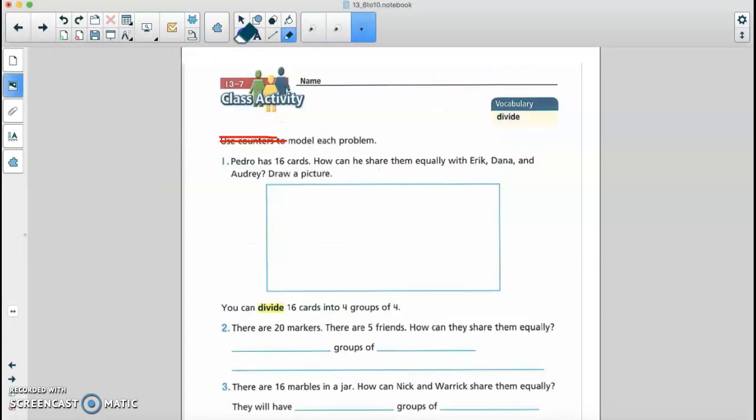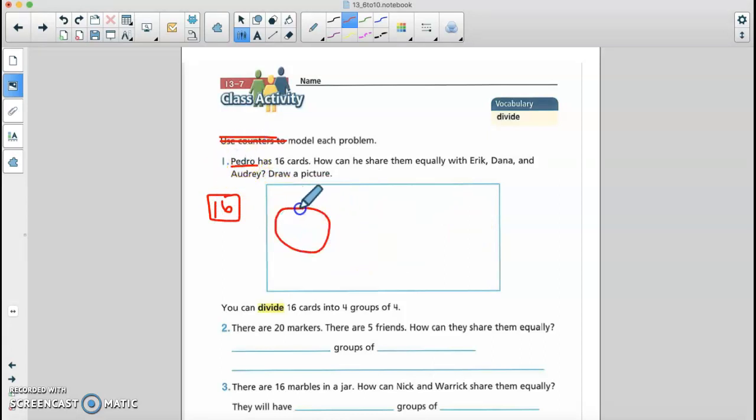Draw a picture. Now this one really tricked me up, because I didn't realize that Pedro actually wants a pile of cards for himself. So it's actually that Pedro has 16 cards. I kind of like to write the total over here and put a little box around it, so I know that's what I have to count to when I draw out my problems. But Pedro actually counts for a person. So Pedro is a person.